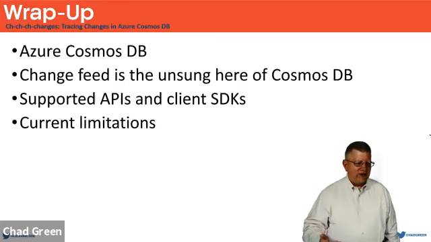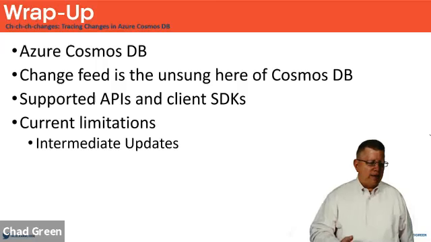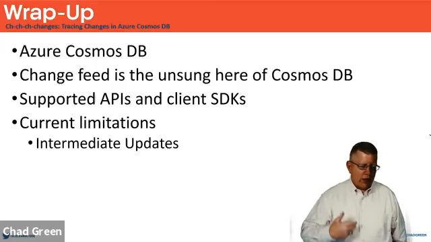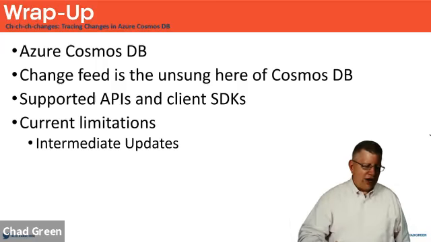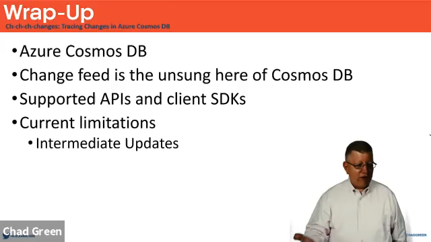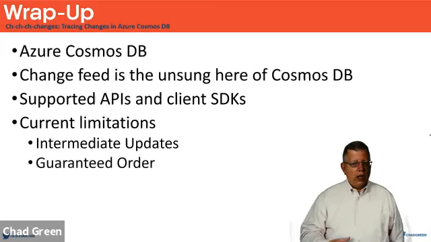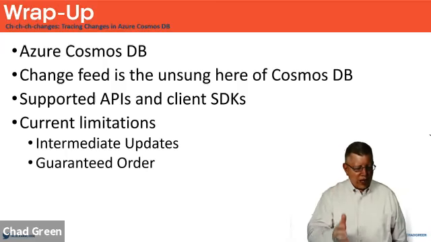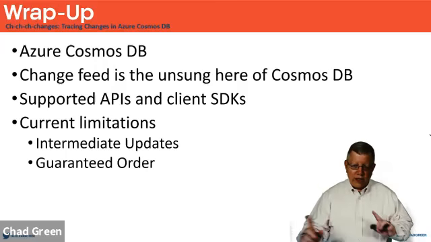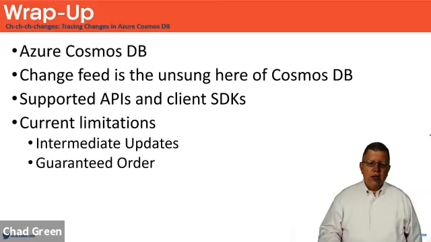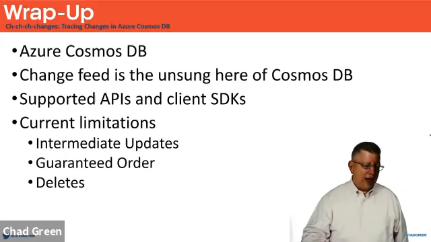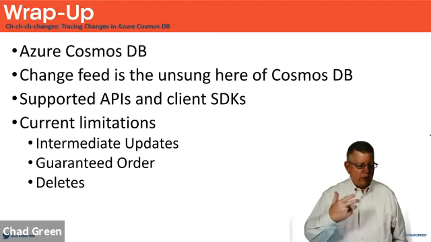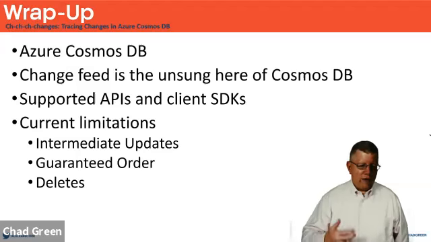The current limitations, number one, the intermediate update. So I only get that last update. Again, if I set a change feed processor to only read a record every 30 seconds, but it was written 5 times, I'm only going to get that last write. So you need to be aware of that. Guaranteed order: it is guaranteed to be in order within a partition, but not necessarily in order across multiple partitions. And then deletes are not in there, but we saw we can do TTL and that type of stuff.